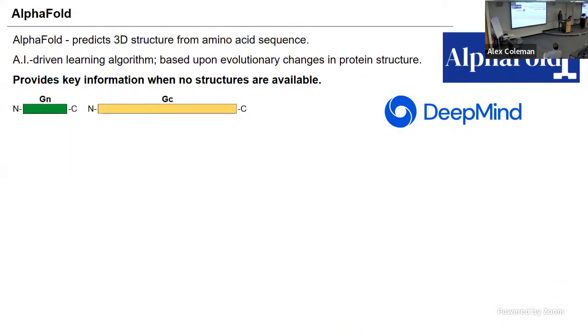So this is where we turn to AlphaFold. AlphaFold is a product of Alphabet and DeepMind. It's an AI-driven learning algorithm.